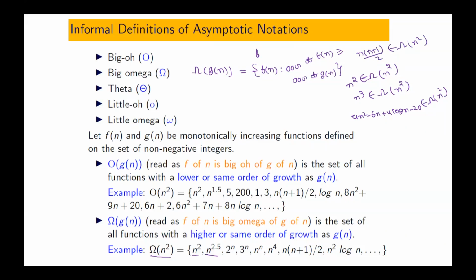Okay, similarly now, is this true? N power 2.5 is big omega of n square. What is it that we need to check? Whatever elements are given on the right hand side, whether their order of growth is more than n square or not, or at least the same. All have a higher or equal order of growth as n square, no? Is there any confusion? No, sir. Is it clear?